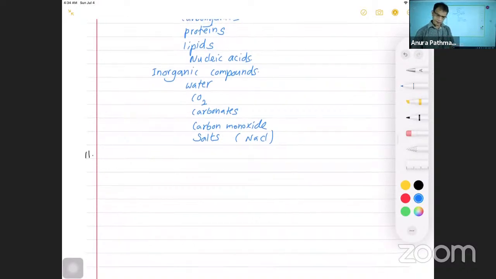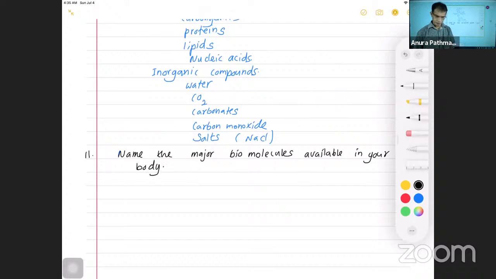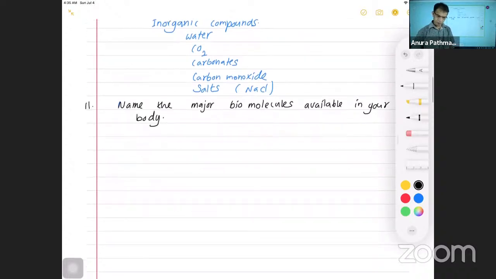Biomolecules. Name the major biomolecules available in your body. Can somebody name them? I feel alone over here.